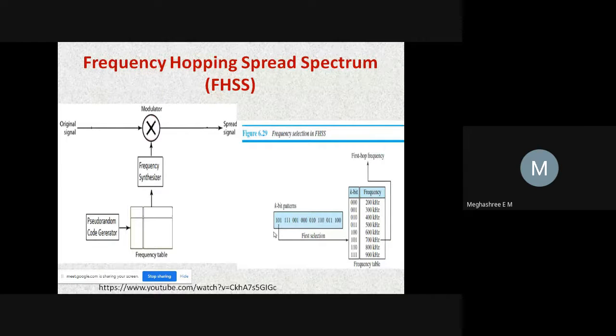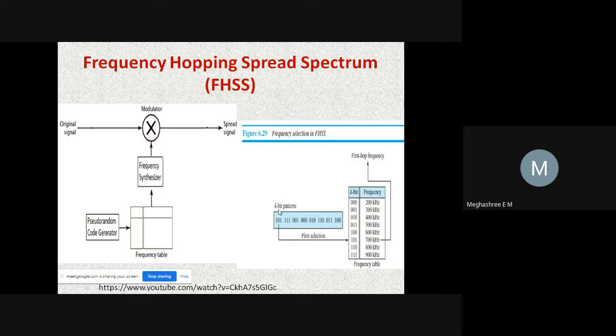When the first bit pattern is considered, you can see that for this pattern the frequency table is created. This is the frequency table. When this pattern is considered, you can see eight values, 1 2 3 4 5 6 7 8, from 0 to 7. If the k-bit pattern is 000, then the frequency considered is 200 kilohertz. If I use 111, then the respective frequency is 900 kilohertz.